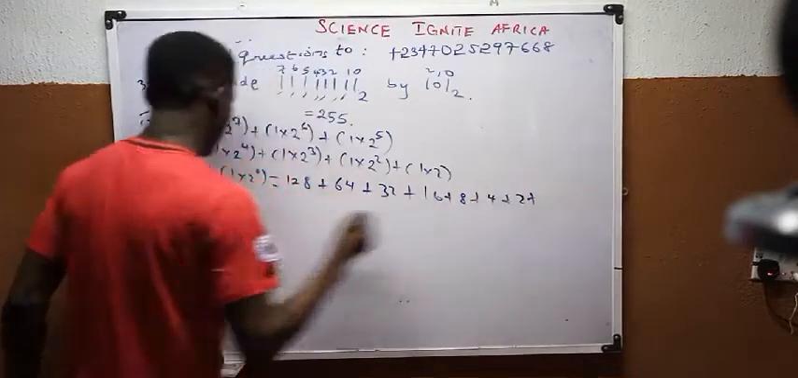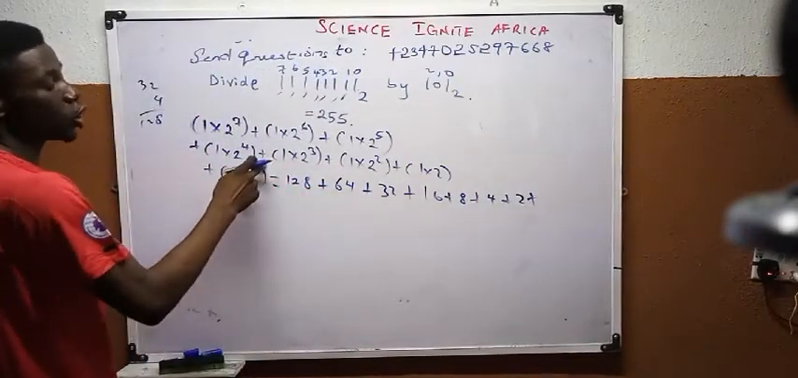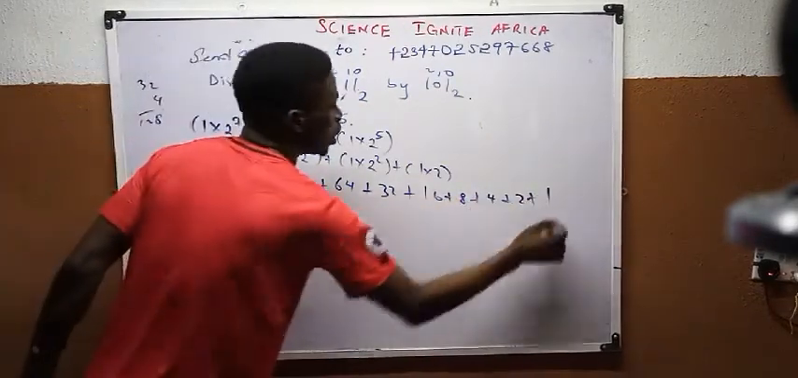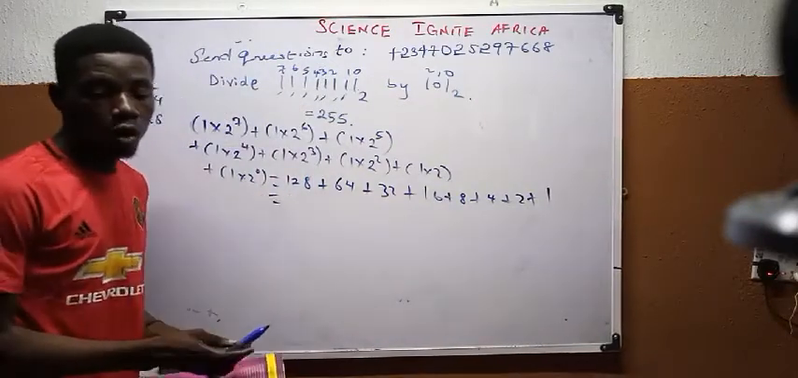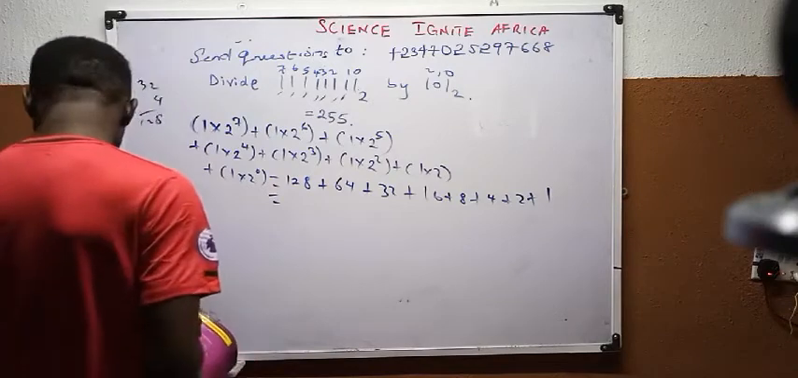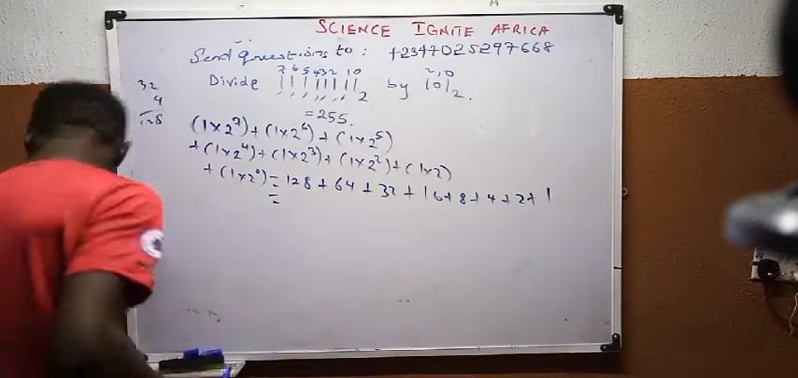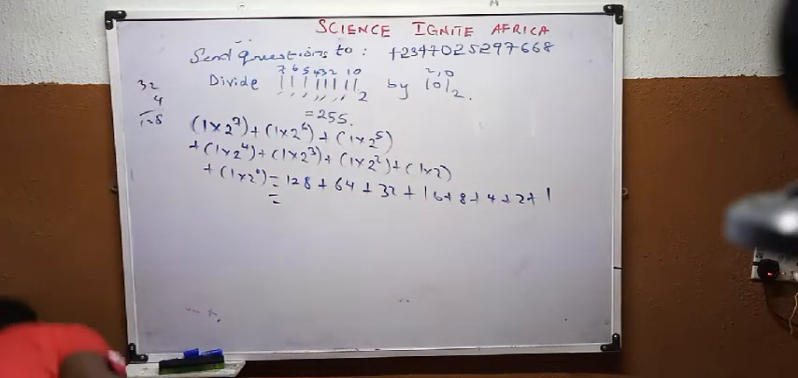Then lastly we have 1 times 2, that's 2. Then from here we have 1 times 2 raised to power 0. 2 raised to power 0 is 1. 1 times 1 is 1. So let's see how it goes. Now 128 plus 64, we can use our calculator to do this. I have my calculator here, so you can bring out your calculator.